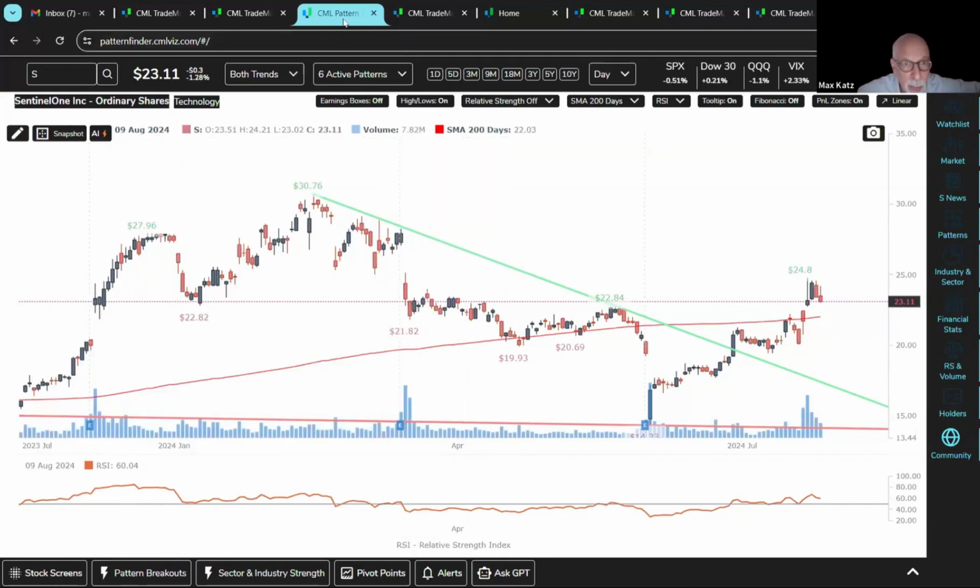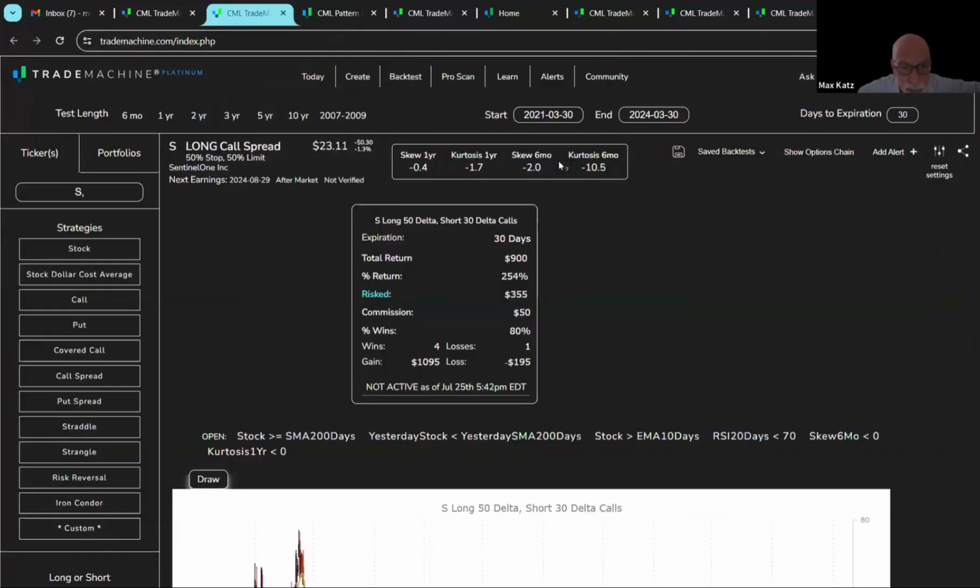All right, so I went ahead and did this trade. It's up a couple of dollars. It was up a couple more before yesterday. Came back a little today. I'm still in the position. I've got time, 30 DTE. Next earnings, which I always check before I take a trade, even though it's not verified, is not until August 29, so I don't have to worry about the earnings event.